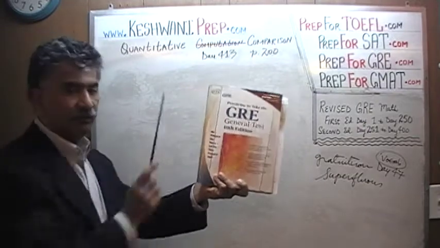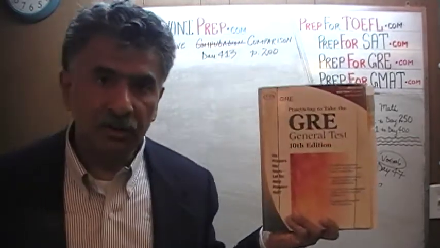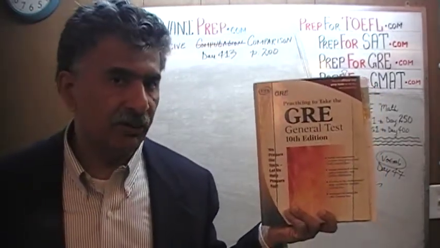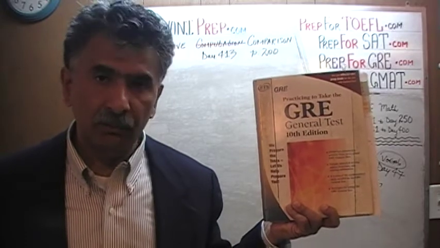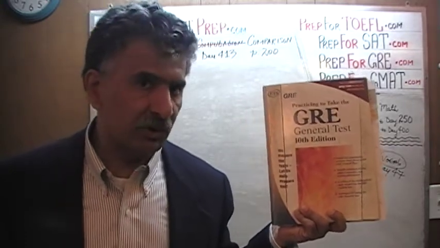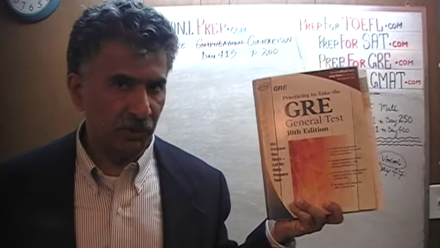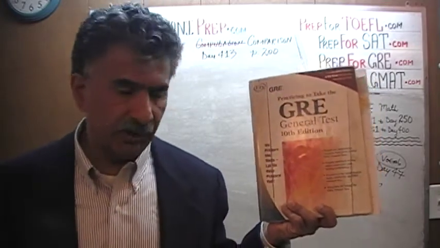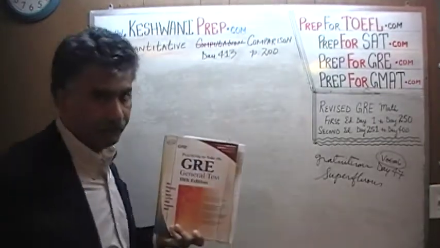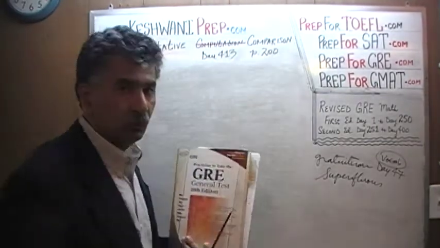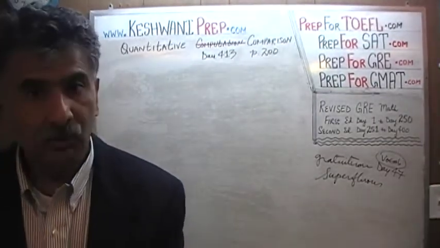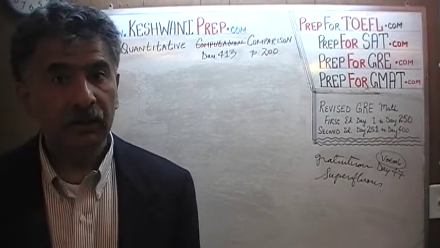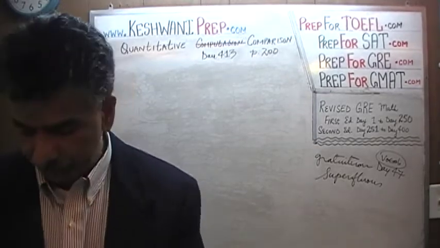Quantitative comparison questions from this book right here, the GRE General Test, 10th edition, the old version, because the other two books that I just showed you do not contain enough quantitative comparison questions. So for extra practice, we started solving problems from here, from day number 401. We are on page number 200. Please turn to it. Page number 200, the very first problem in the second column, problem number 11.